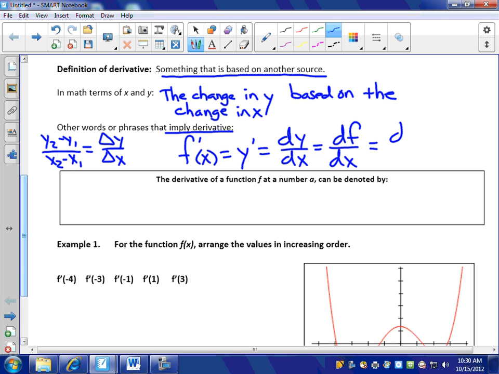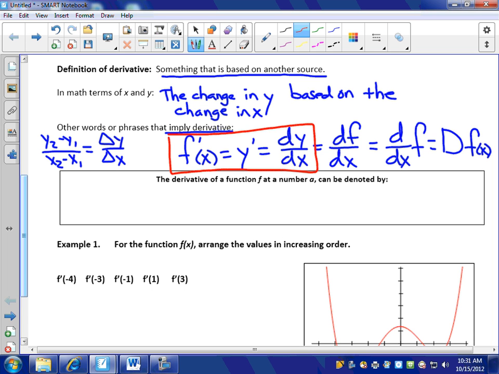Other notation. The derivative with respect to x of the function. And finally, the derivative of the function. So these are all terms that are used very commonly. I will say that these are the three that are used most often.